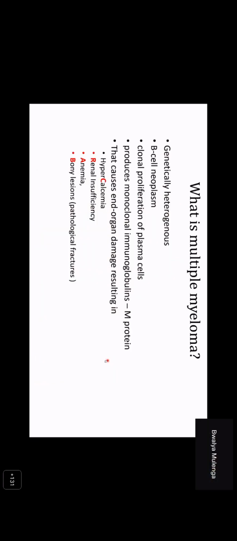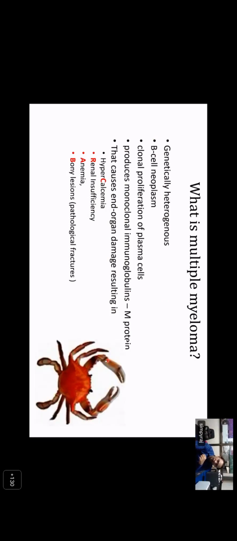Okay, so let's see what is multiple myeloma. It's a genetically heterogeneous group of disorders. It is basically a B cell neoplasm, which is characterized by clonal proliferation of plasma cells and which produces a lot of monoclonal immunoglobulin M protein, which causes end organ damage, leading to hypercalcemia, renal insufficiency, anemia, and bony lesions, including pathological fractures, which indicates our CRAB criteria.